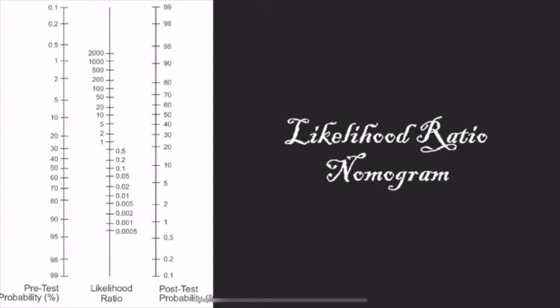This is akin to me saying, hey, you don't have to calculate all the likelihood ratios. You can look those up. This nomogram, which you'll find everywhere, means that you don't have to always calculate Bayes' theorem. Okay? This is going to do that for you. How does it do that? Well, in the first column, you have the pretest probabilities. The second column is the likelihood ratio, and the third is the post-test probability.